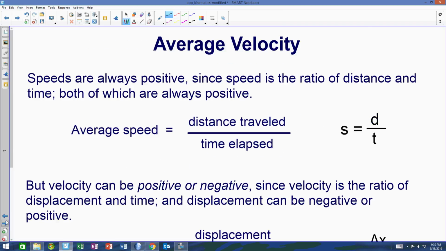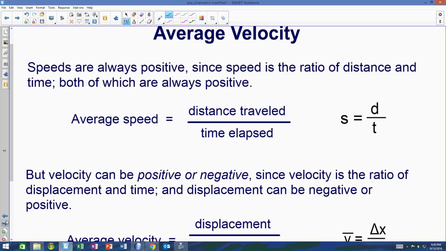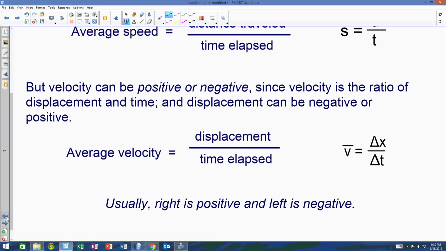Speeds are always positive since speed is the ratio of distance and time. Both are positive numbers because they're magnitudes. Average speed is equal to, again, distance divided by time. But velocity has a direction, which can be either positive or negative in the I-hat direction, or positive and negative in the J-hat direction. Since velocity is equal to the displacement divided by time, it can have a different direction. So again, it's a vector quantity.